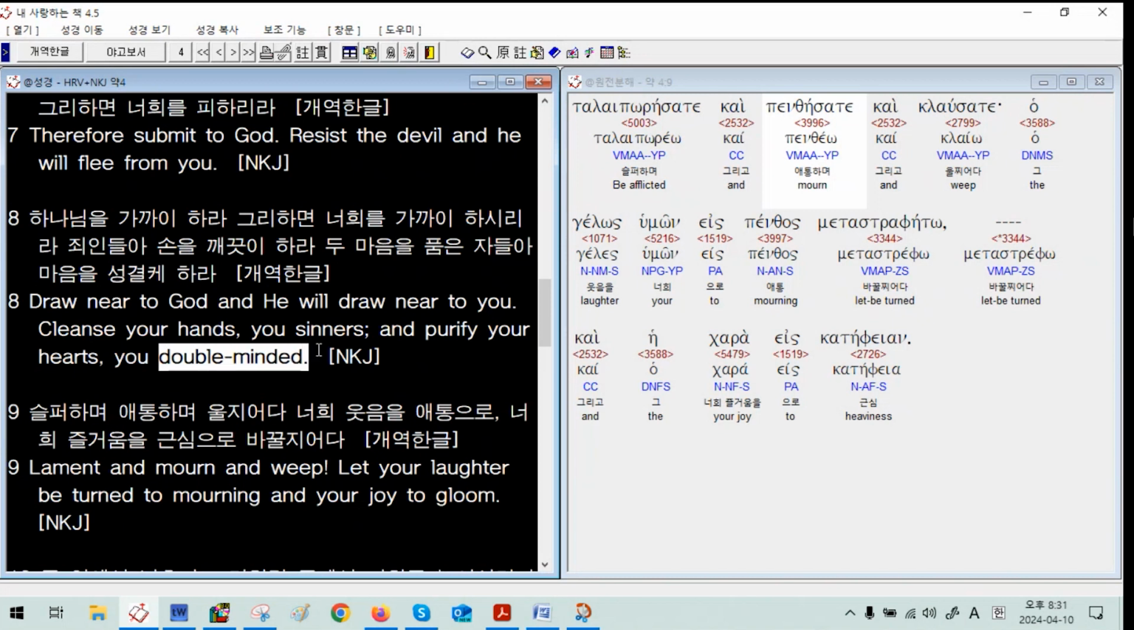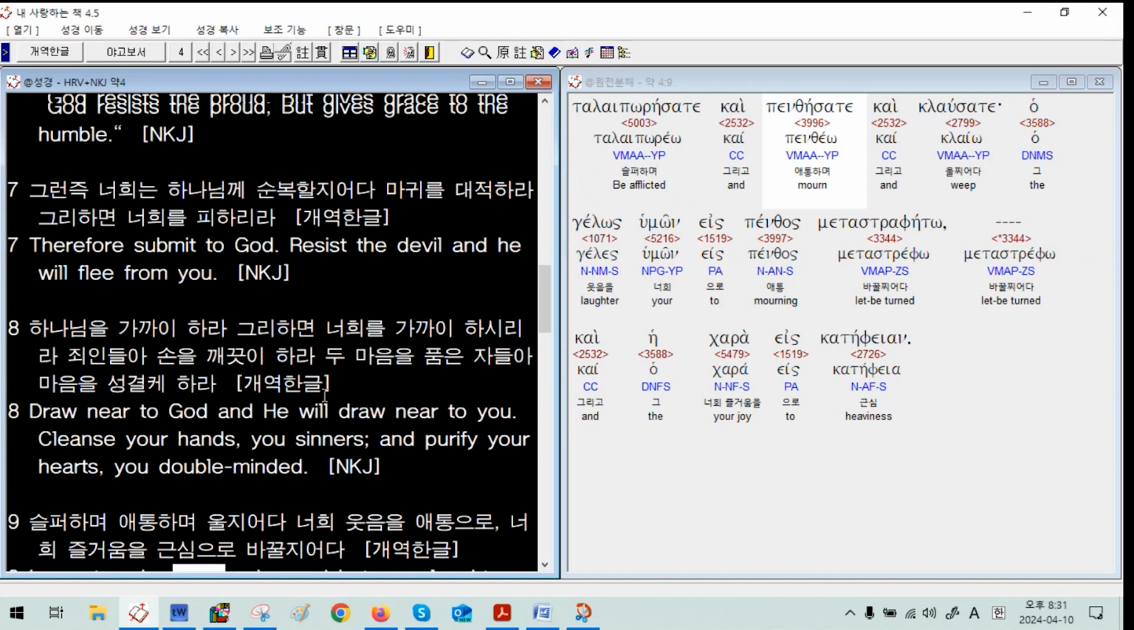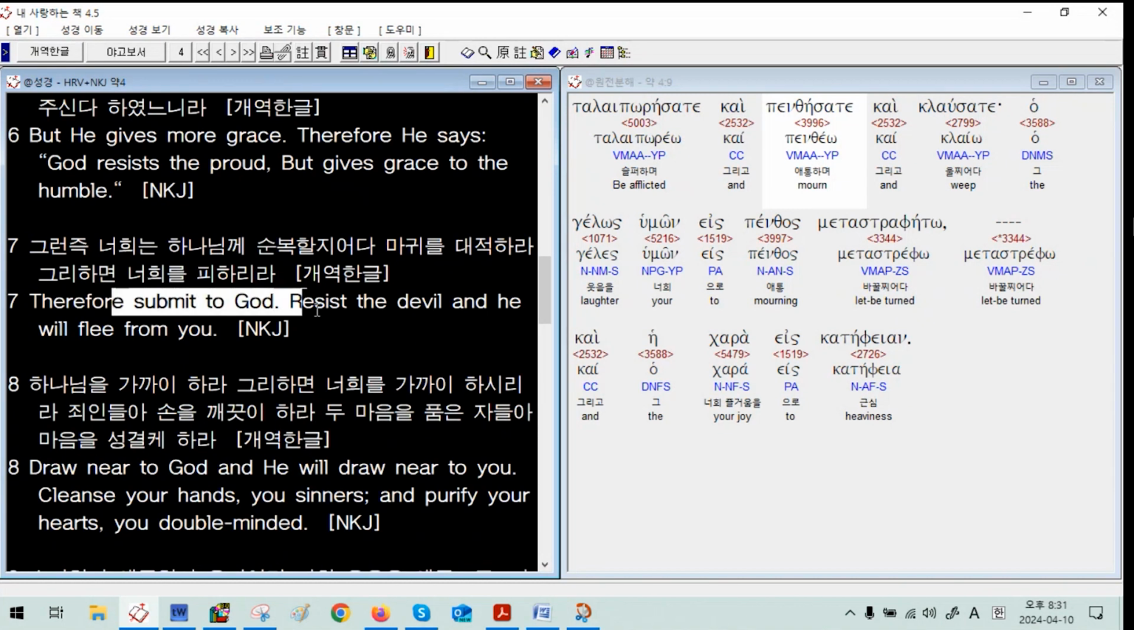About your double-minded status, you have to lament, you have to mourn, you have to weep to become the happy living. Has been invited into the supper of the wedding of the Lamb. To become the true word living of God, you have to mourn. Therefore, submit to God, resist the devil, and he will flee from you. Unless your mind becomes one in Christos Jesus, you have to keep mourning.